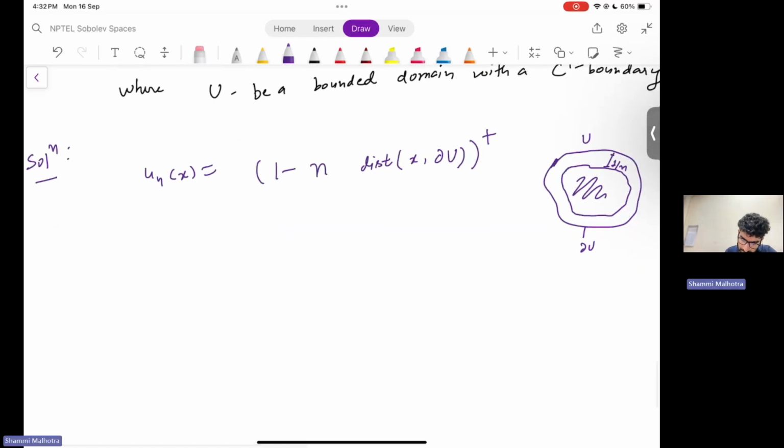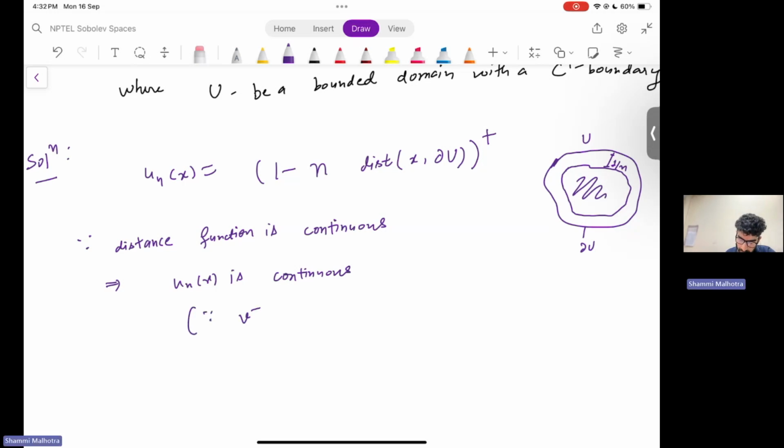So since the distance function is continuous, this implies u_n(x) is continuous. Why is that the case? Because I know that v plus can be seen as v plus mod v whole divided by 2.